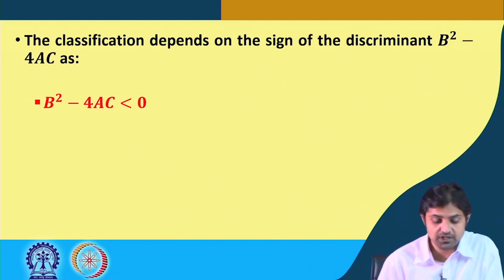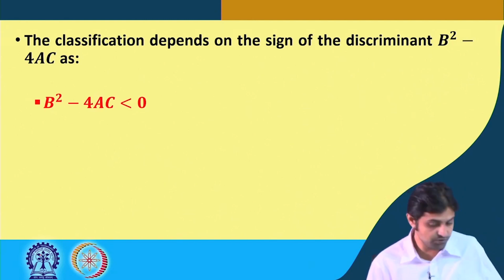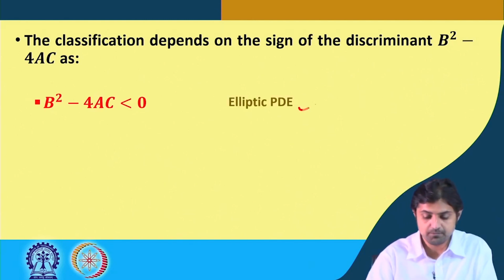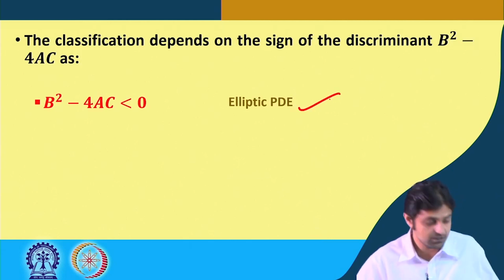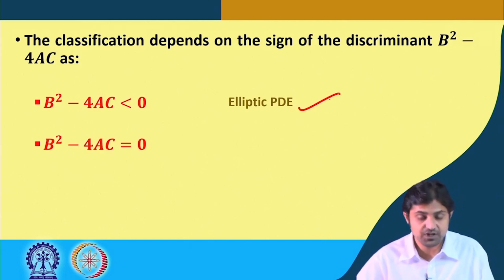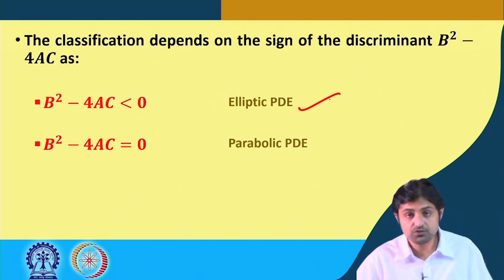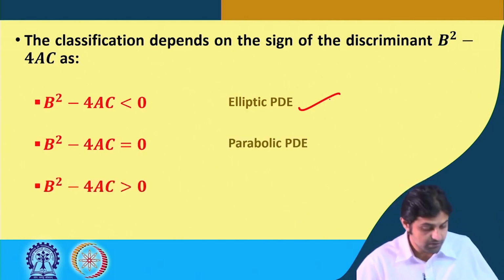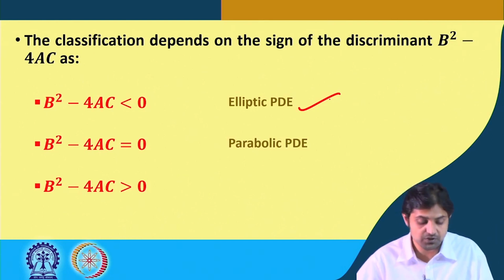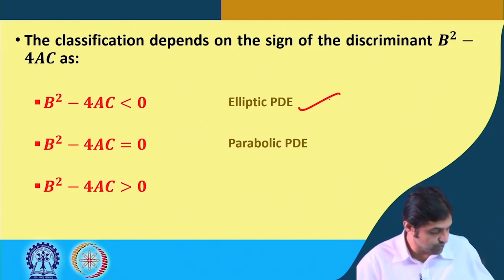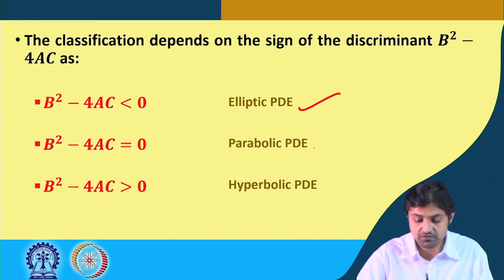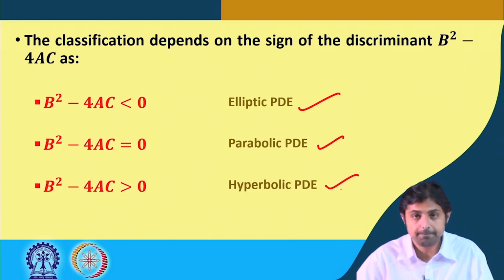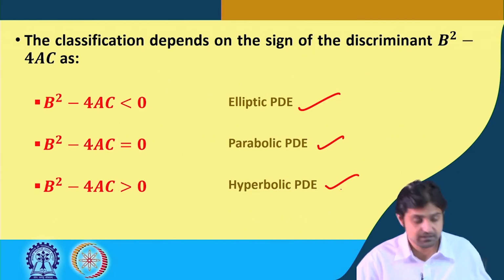If b square minus 4ac is less than 0, then it is going to be an elliptical partial differential equation. If b square is equal to 4ac, it is going to be a parabolic partial differential equation. If b square minus 4ac is greater than 0, then it is going to be a hyperbolic partial differential equation. This you can recall from your mathematics class.